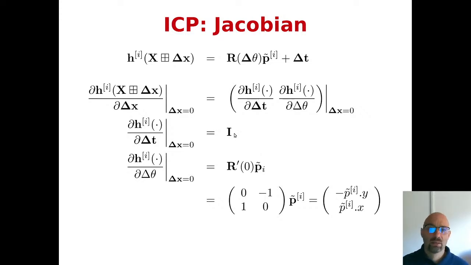And then this object over here will be a vector, because otherwise everything couldn't be 2 by 3. And this vector is equal to the derivative of this object here with respect to delta theta, all evaluated in 0. R prime of delta theta is cosine, sine, minus sine, cosine, evaluated in 0.